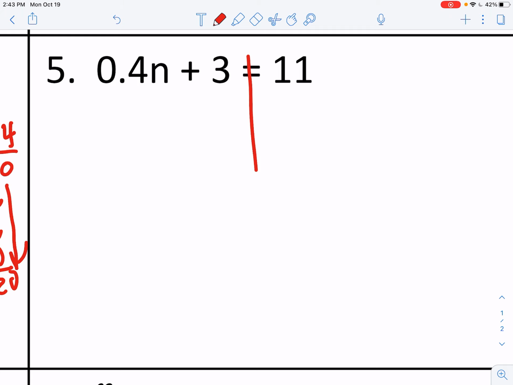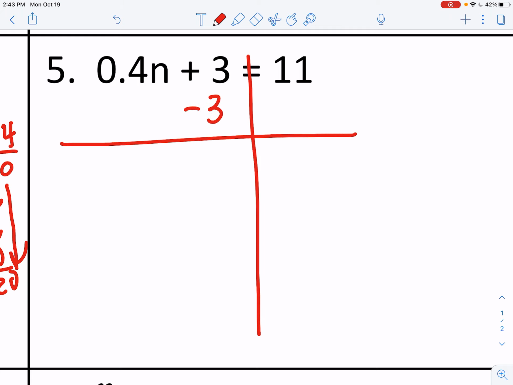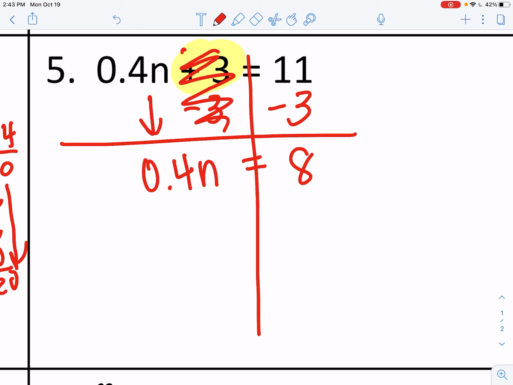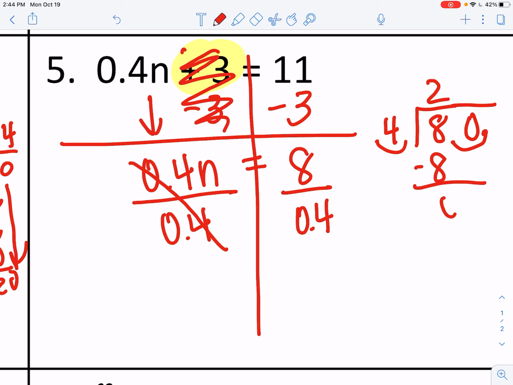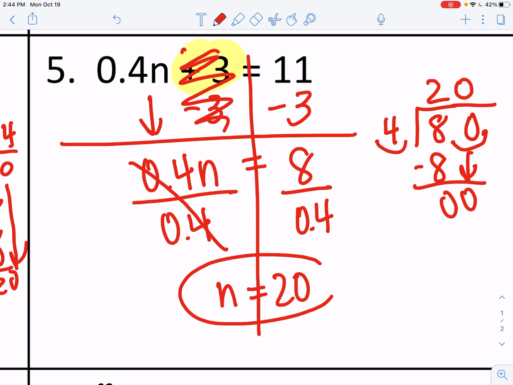Number 5, you again draw your line, and now we can subtract 3, and that can cross out. You get 8 over here, 0.4n, and then divide both sides by 0.4. Top dog goes in the house, 0.4. Remember that the rule is that you have to make it a whole number by adding the same number of zeros or the decimal point moved over as your divisor. 4 goes into 8 twice, and then we know that it does not go into 0, so it's just 20. So n equals 20.